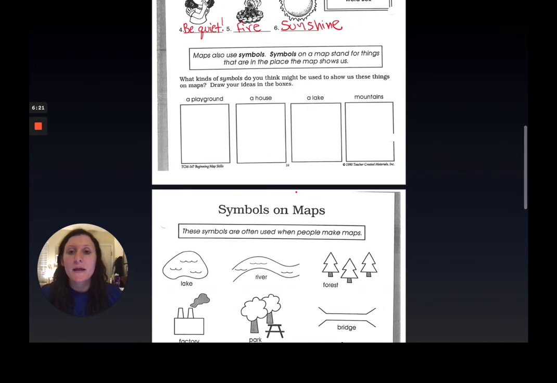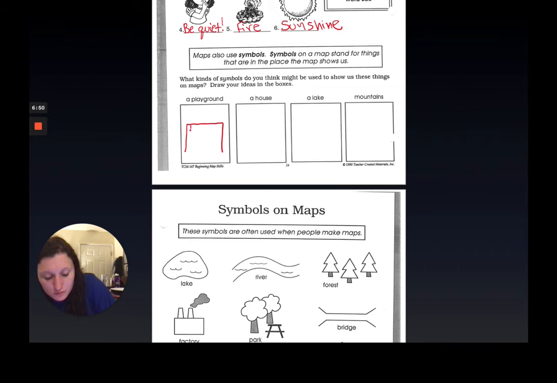So it says maps also use symbols. Symbols on a map stand for things that are in the place the map shows us. What kinds of symbols do you think might be used to show us these things on maps? So draw your ideas in the boxes. So for a playground, probably one of the things we think of right away would be like a swing set. So on a map, we could make a symbol of a swing set to represent a playground.